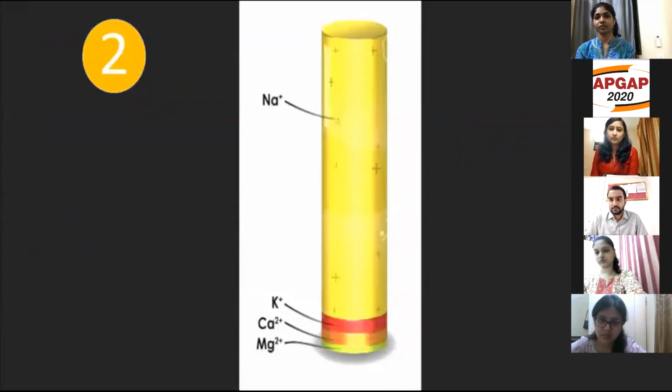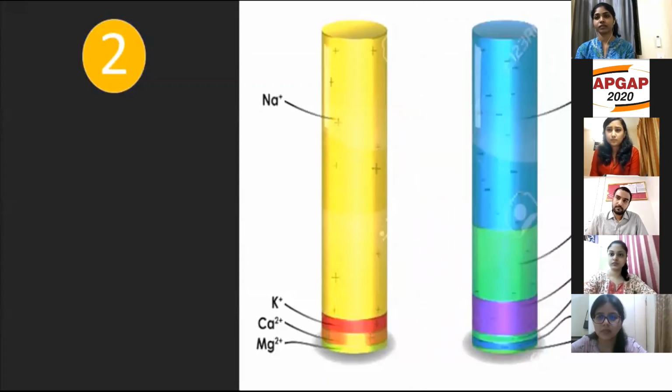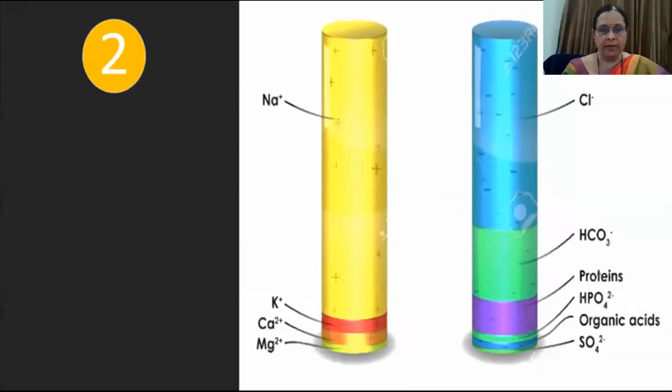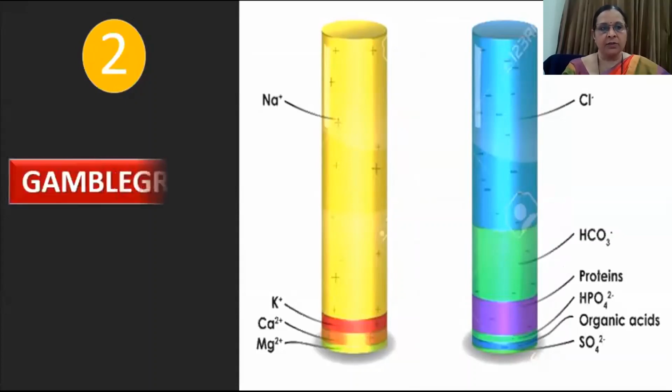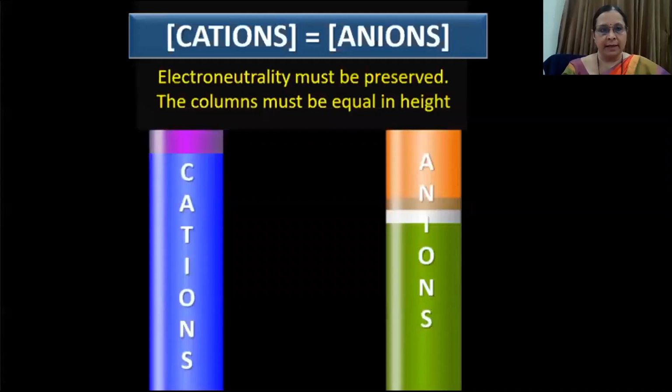Okay, next thing. So what he did was he put all the cations into one cylinder, and all the anions into another cylinder. And this kind of depiction of cations and anions is called a Gamblegram, based on Dr. Gamble, who actually proposed this. So it's called a Gamblegram, not that somebody is gambling. So you have cations and anions in cylinders like that.